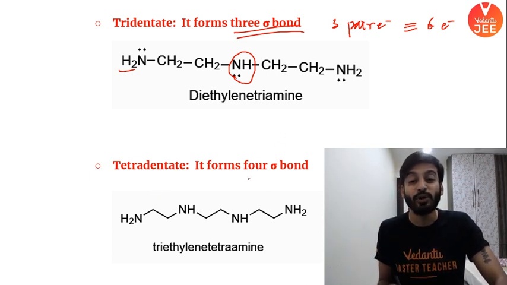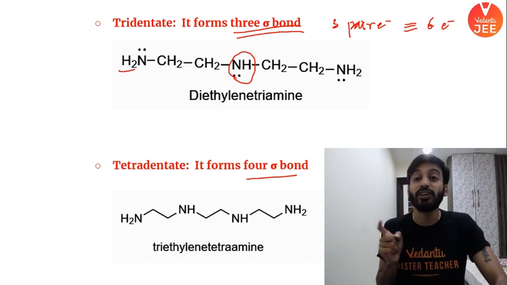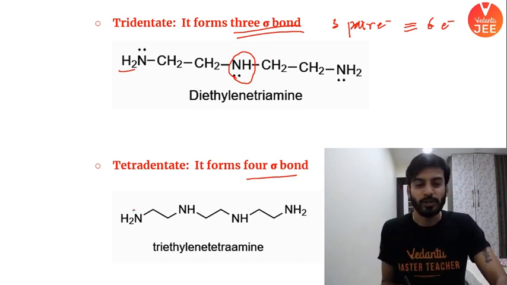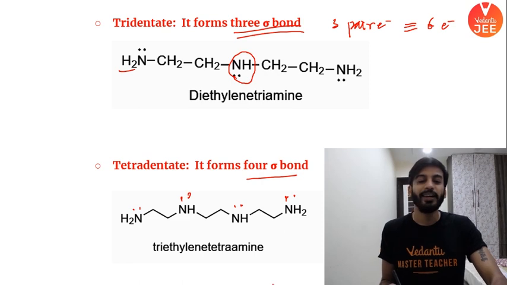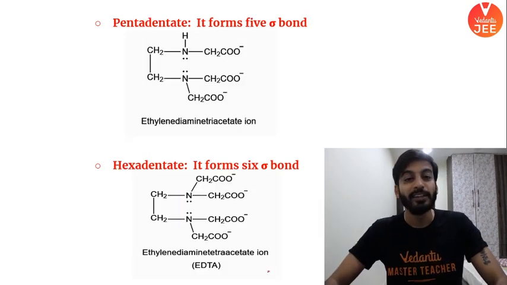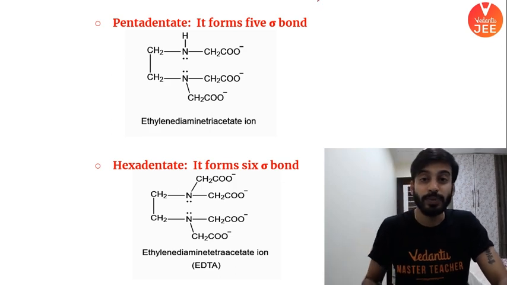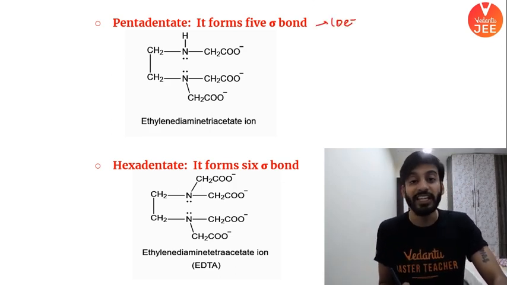Tetradentate means it is going to form 4 sigma bonds. It is going to give 8 electrons. The same ligand is capable of giving 8 electrons to the central atom. How amazing is that? Check this out, the logic is the same. You will do the process 2 times. I hope it is clear. Then the next one is pentadentate. It is going to give you 5 sigma bonds. Basically, 5 sigma bonds means 10 electrons are given by the same ligand.